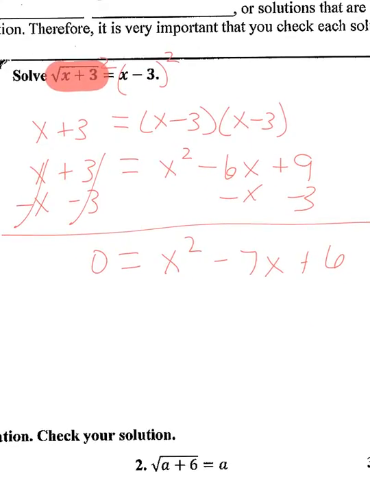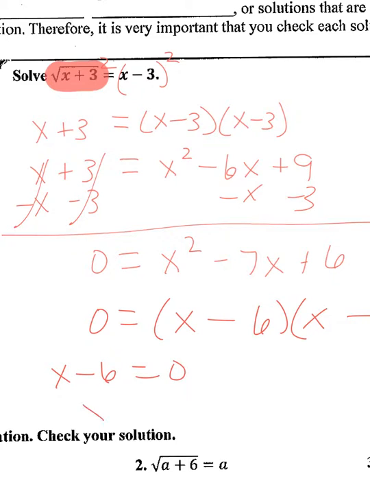All right, so now at this point, we're going to factor that out. So factors of 6 that get us 7 would be 6 and 1, and then they both need to be negative. All right, so now you'll set each part equals 0. So x minus 6 equals 0, and you get 6. And then x minus 1 equals 0, so you get 1.